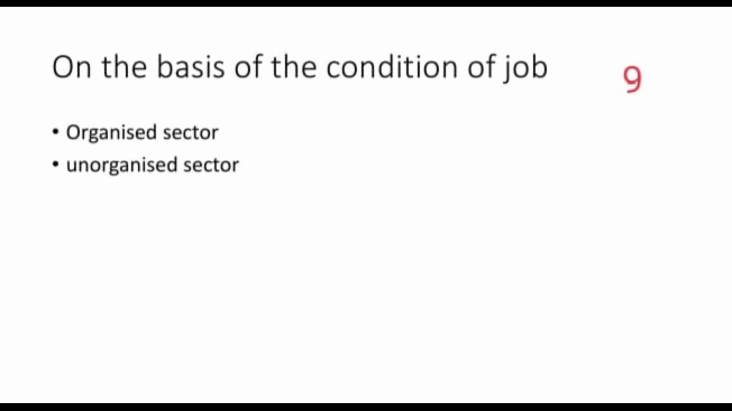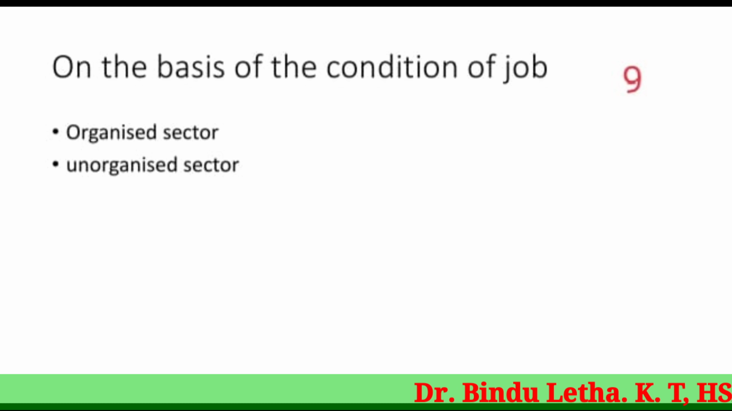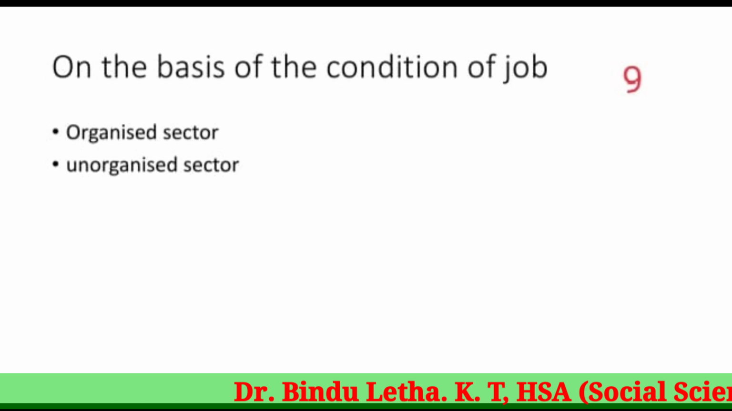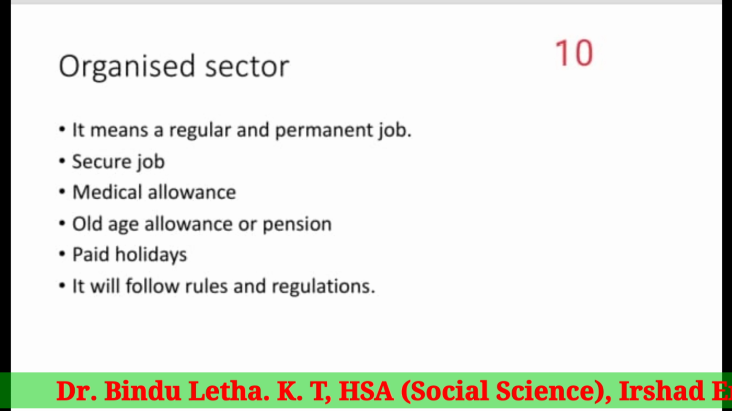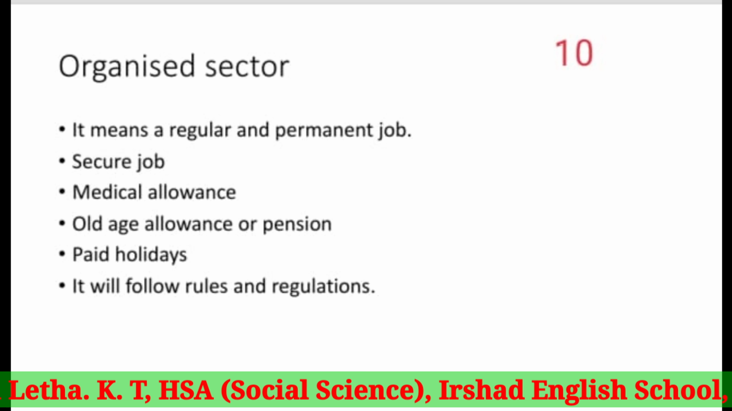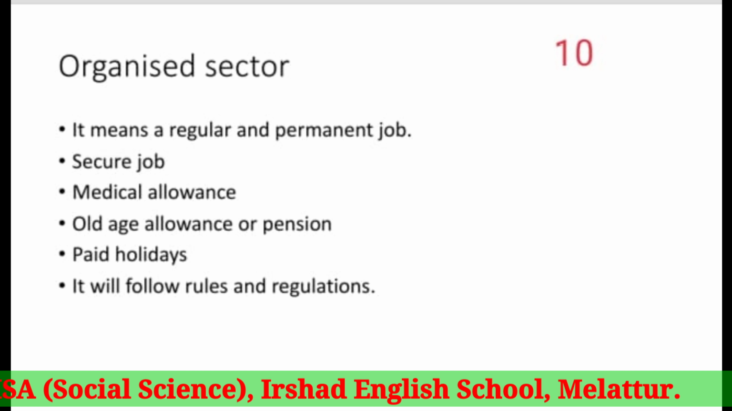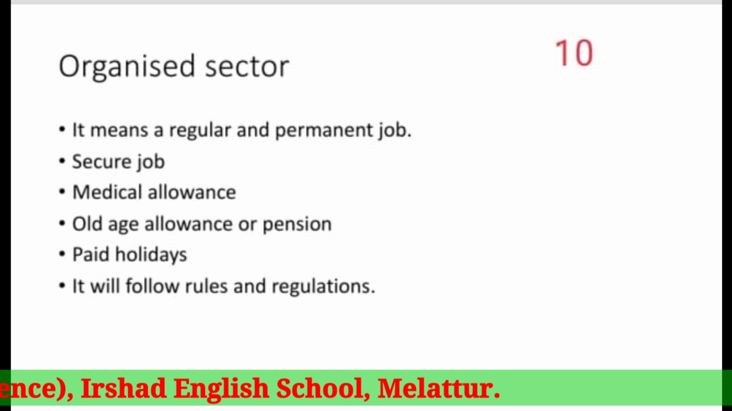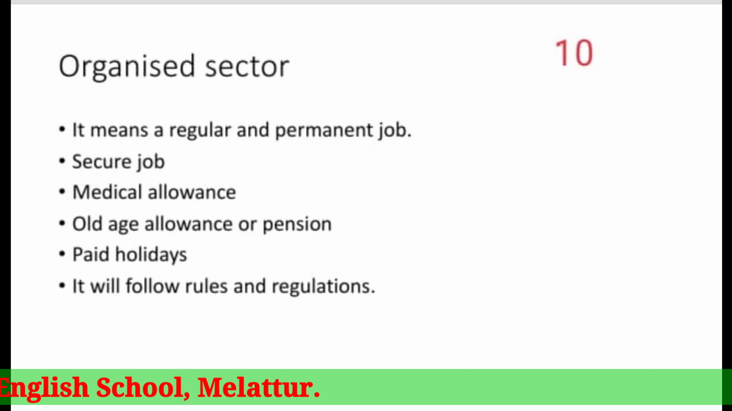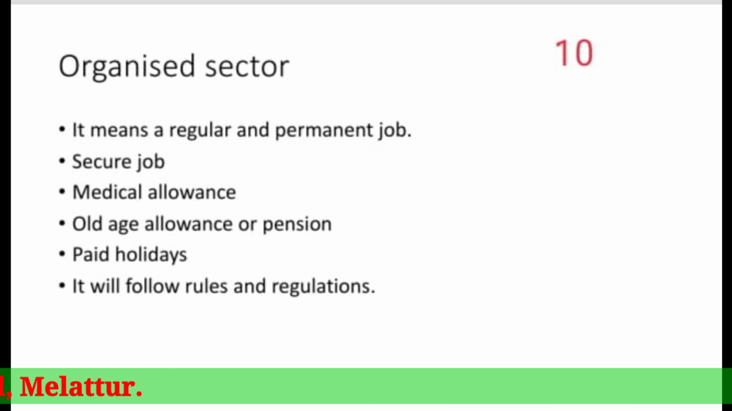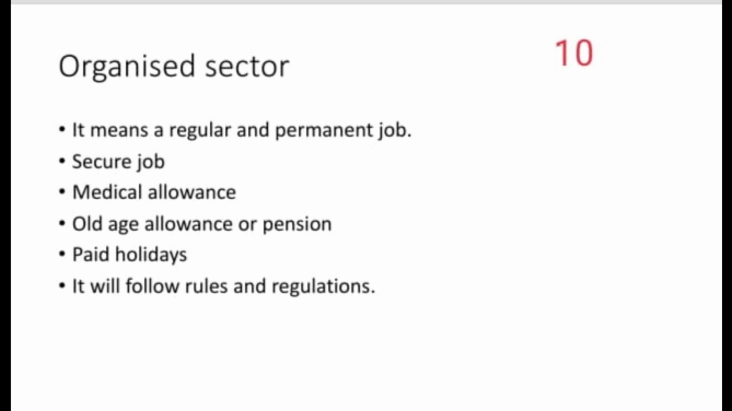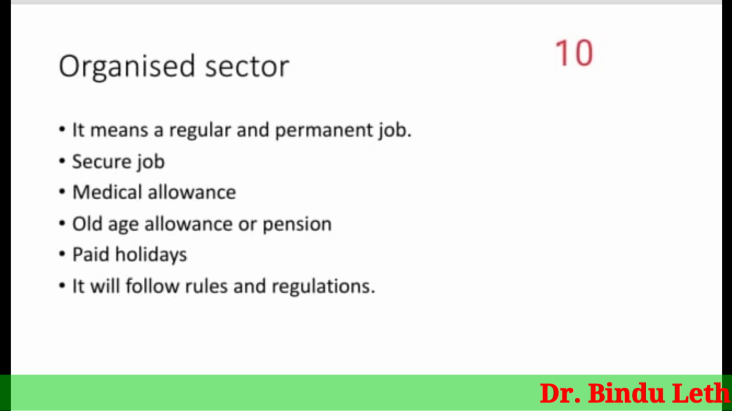On the basis of the conditions of the job, the economic sector is divided into two: the organized sector and the unorganized sector. There are some features of the organized sector. Some of them: it is a regular and permanent job sector. It provides secure jobs. It also provides medical allowances, old age allowances or pension, and paid holidays. A lot of rules and regulations are related to the organized sector.